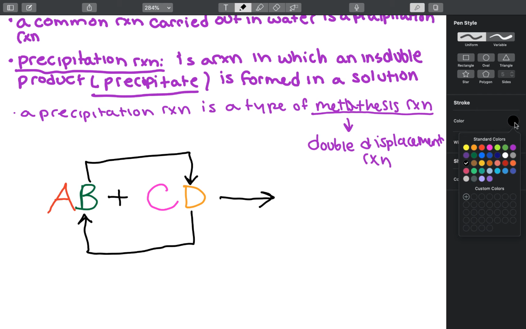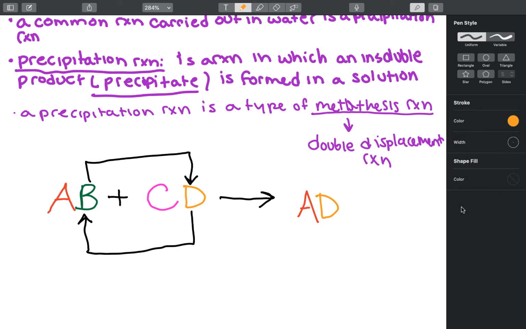So we will form A, D, and then we have B, C. So as you can see here, we basically have two different elements switching places. And that is the key to understanding metathesis reactions: you just have two different elements, B and D, or A and C, switching places with each other. That's why they call it a double displacement reaction.